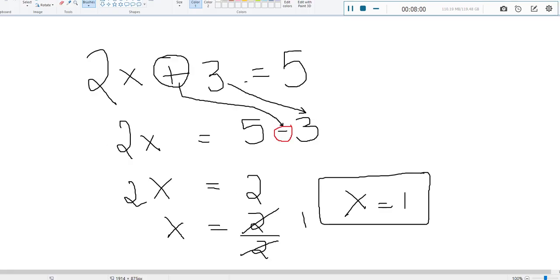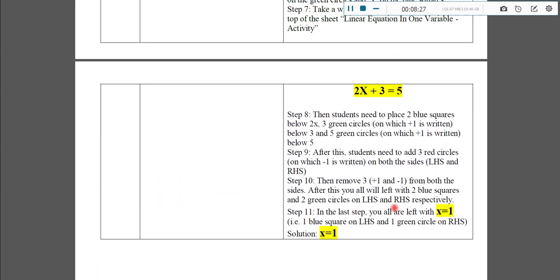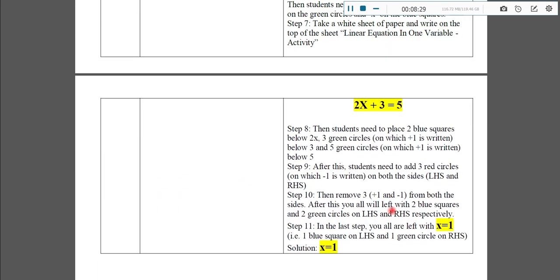Now 2x is nothing but two blue squares, and this 2 is nothing but the two green circles, right? And at the last you will have 2x = 2, or you can say x = 1. That means this is the solution of this linear equation, which is 2x + 3 = 5. So this is all you need to perform.